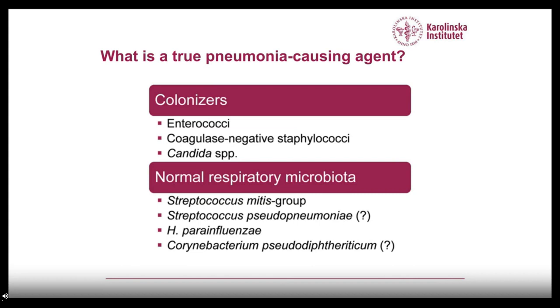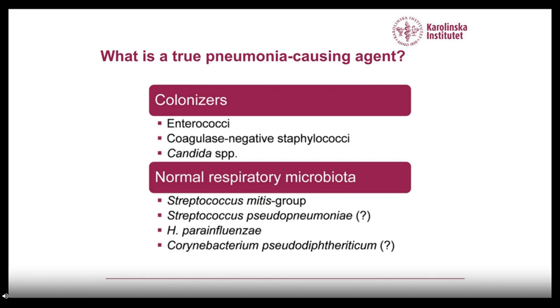Streptococcus pseudopneumoniae is one of them. It's been discussed sometimes as a pathogen, but it's still uncertain. Haemophilus parainfluenzae, there is not always agreement on whether that should be considered or not, and there are even some other corynebacteria like Pseudodiphtheriticum, which is sometimes considered a pathogen, at least in immunosuppressed patients, but sometimes also as respiratory microbiota.